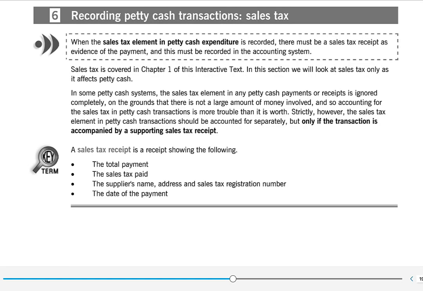Students, now we are on Lesson 6. Lesson 6 is called Recording Petty Cash Transactions: Sales Tax. In this lesson, we are learning one important idea. Sometimes, when we pay from petty cash, the receipt includes sales tax. And when sales tax is included, we must record it correctly.